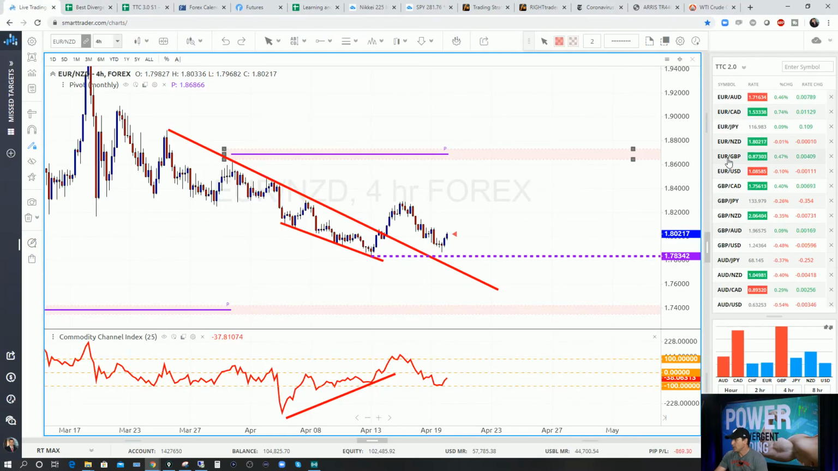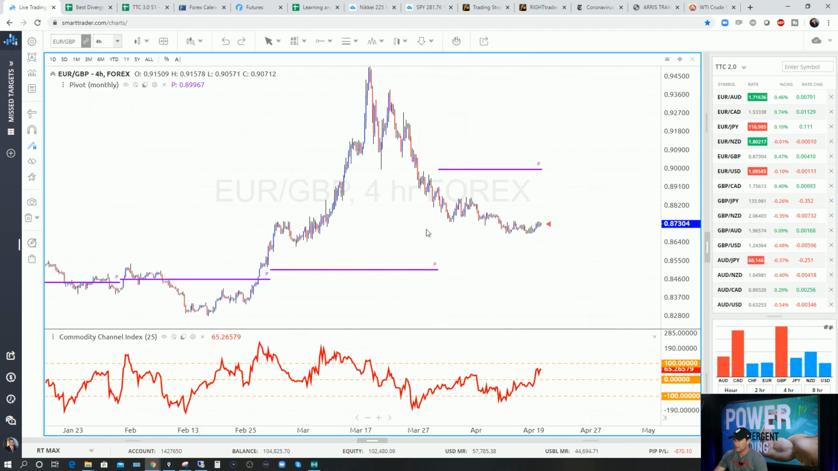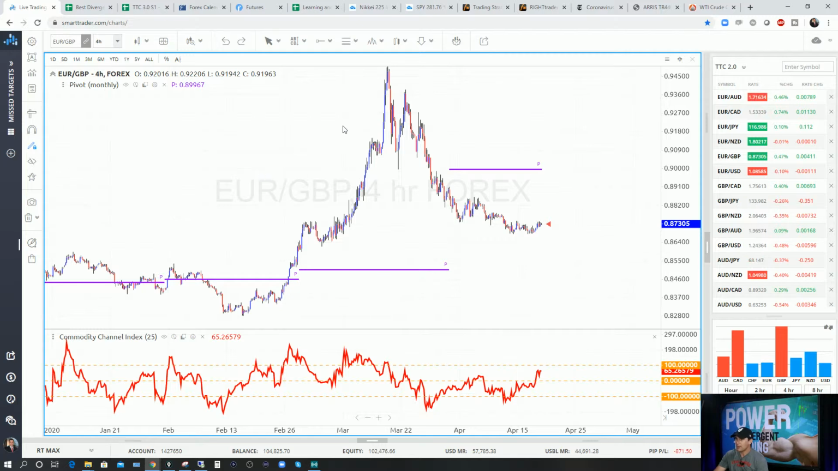Let's go to Euro Pound. Same thing, Euro and Euro Pound. Euro Pound, we have two opportunities. One is down here, right? And the other one is up here. Now, what am I seeing at the moment? I'm almost going to say that I may see some short-term divergence, right?